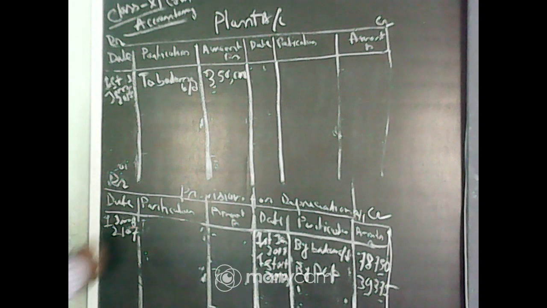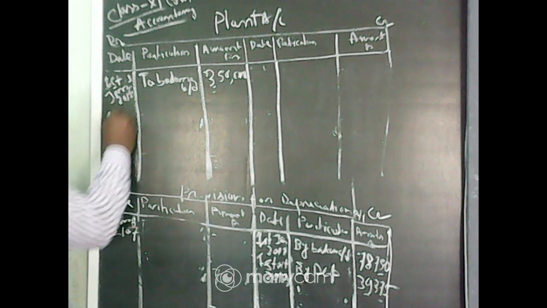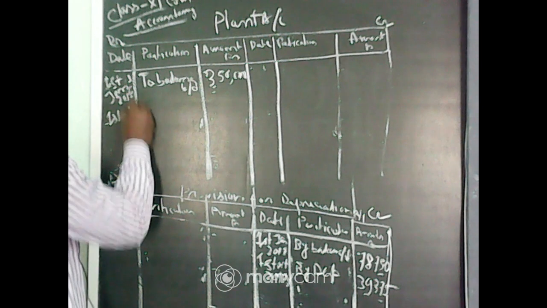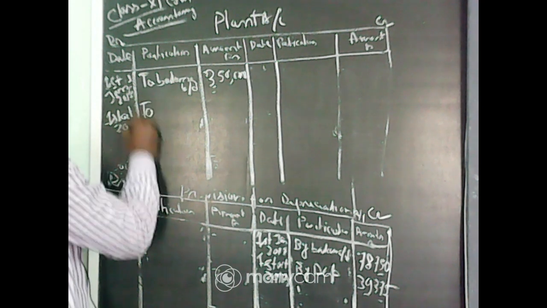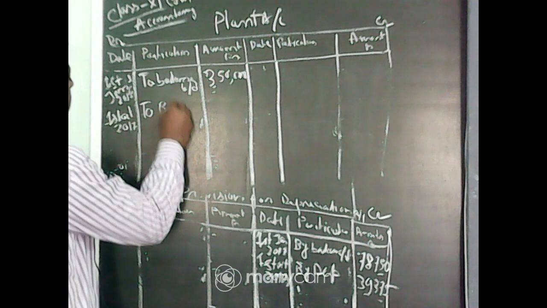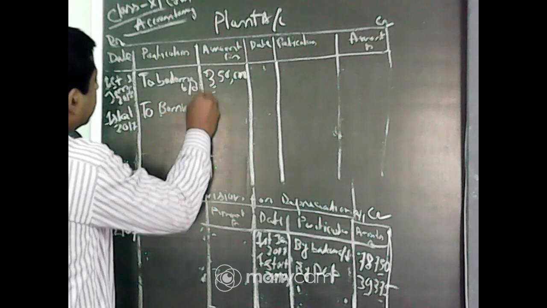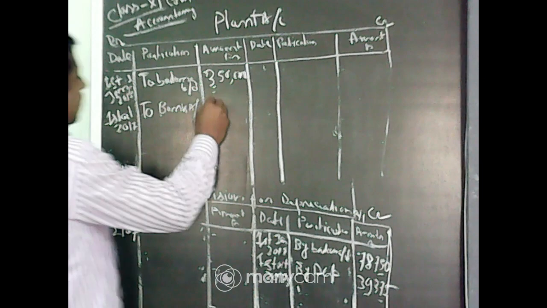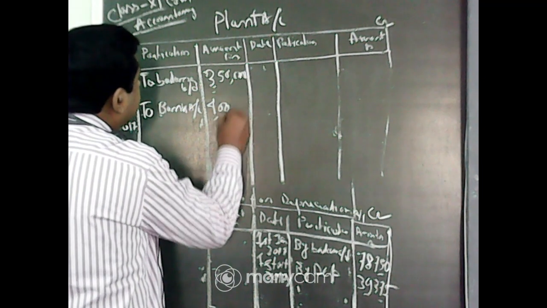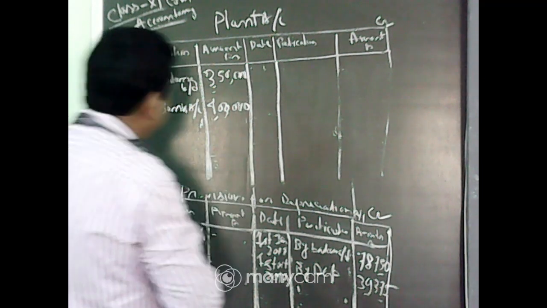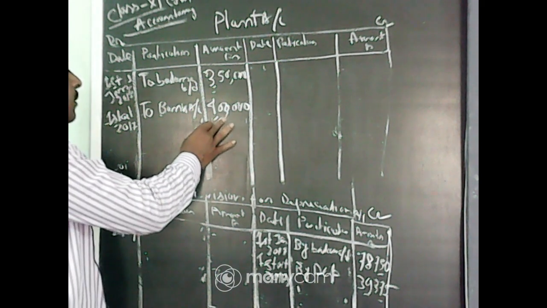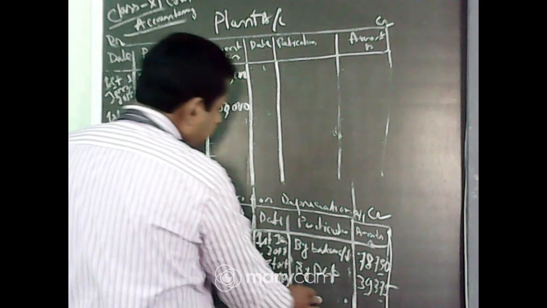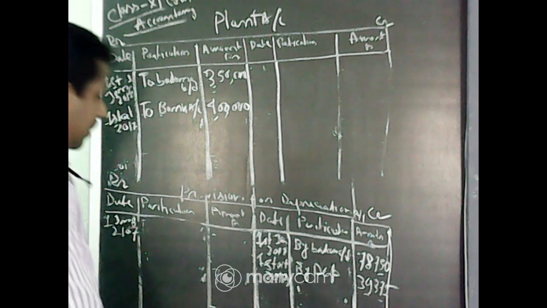In the plant account, on the same date, that is 1st October 2017, a new machine was purchased. We know plant account debit to bank. So that value is 4 lakh. Look at your book, you can find. Now up to 4 lakh, for that machine also in 2017 you have to charge depreciation.